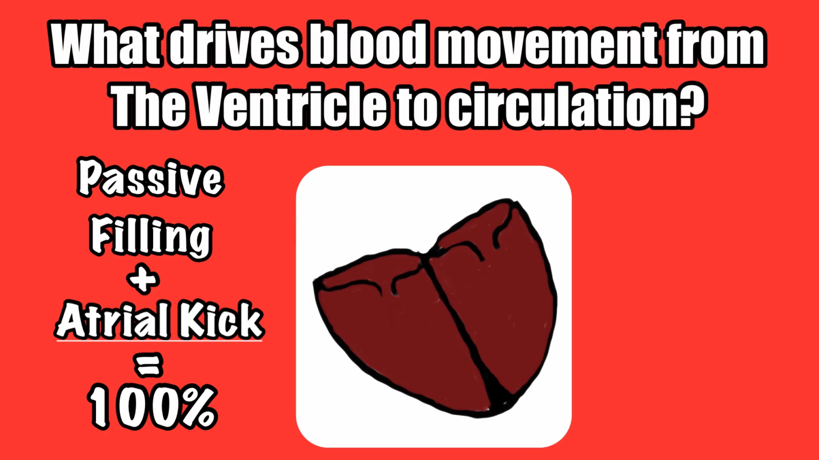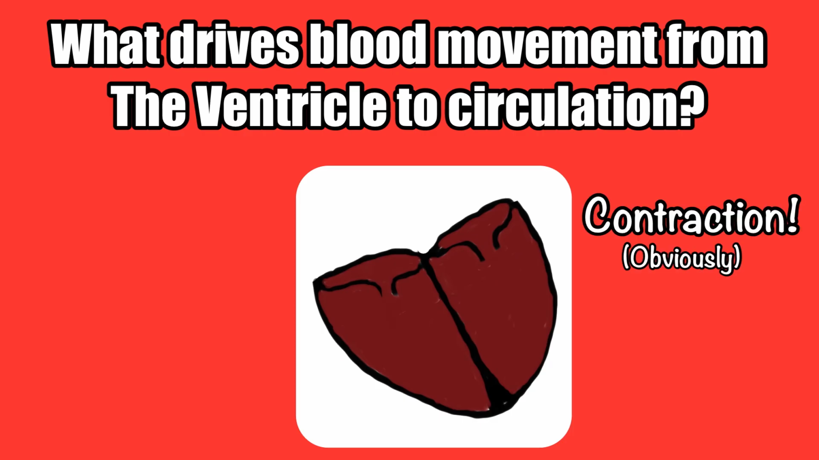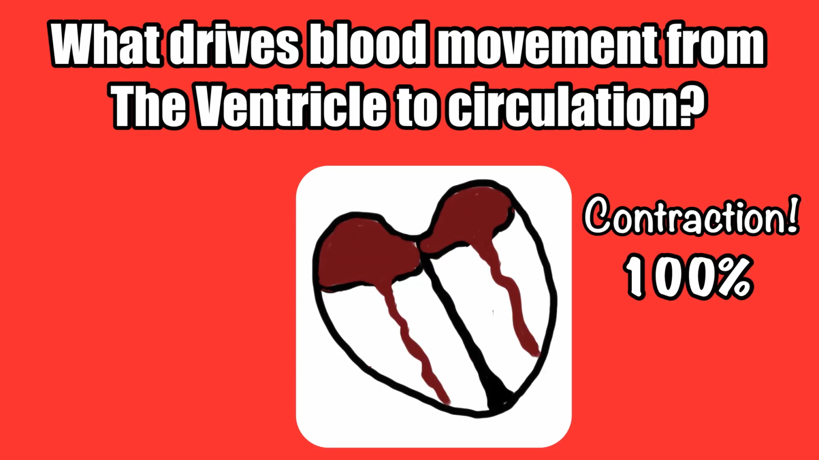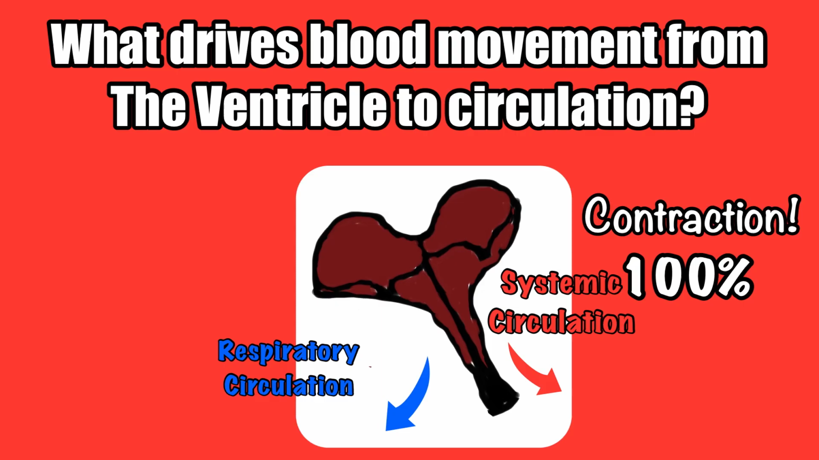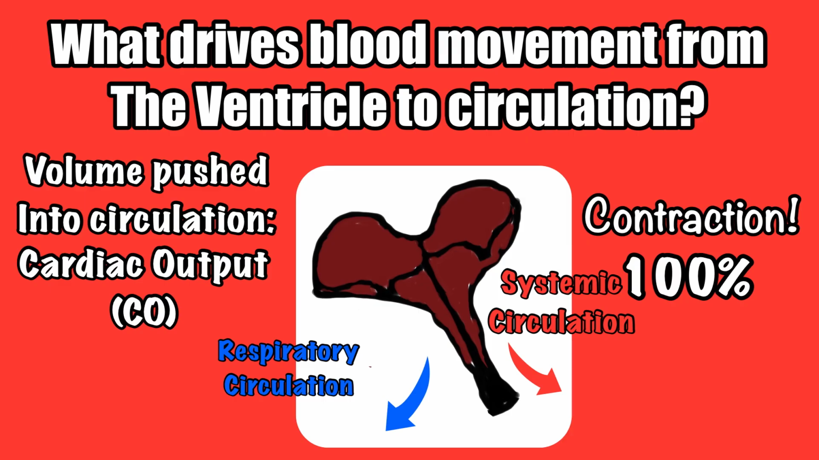What is the driving force that gets blood from the ventricle out into circulation? You may be a bit gun-shy about claiming contraction, obviously, again after last time. But it is contraction. 100%, it's contraction. There is no passive movement of blood from the ventricles out to the body. The only thing that can move that blood is to squeeze the ventricles and force the blood out. The volume of blood that is pushed out of the ventricles with each beat is referred to as cardiac output.